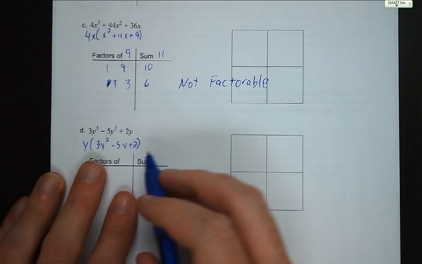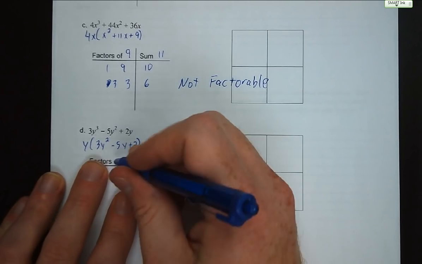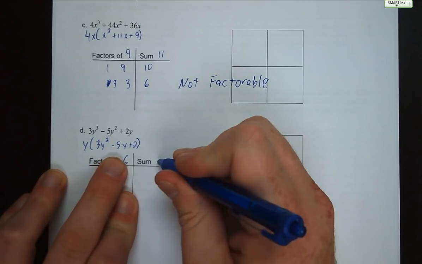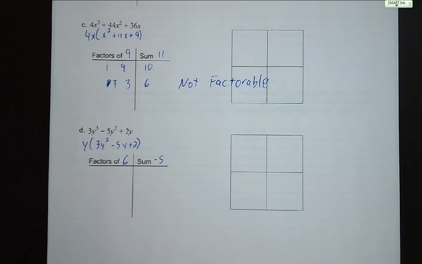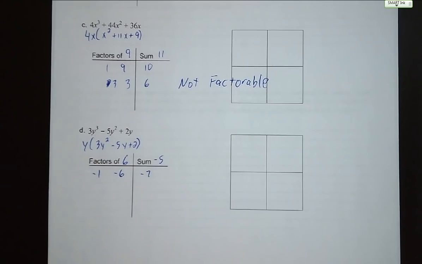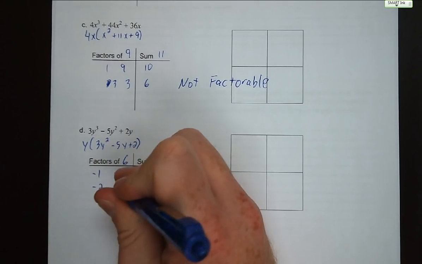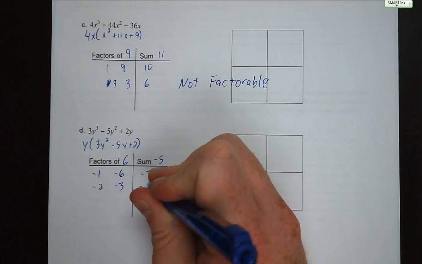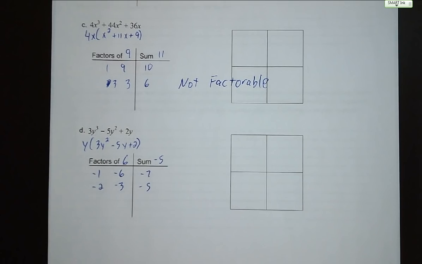So our product, 3 times 2, is 6. Our sum is negative 5. So let's remember, our product is positive, our sum is negative, so that means both of our factors have to be negative numbers. So we have negative 1 and negative 6. That gives us a sum of negative 7. We have a negative 2 and a negative 3. That gives us a sum of negative 5, which is what we wanted.